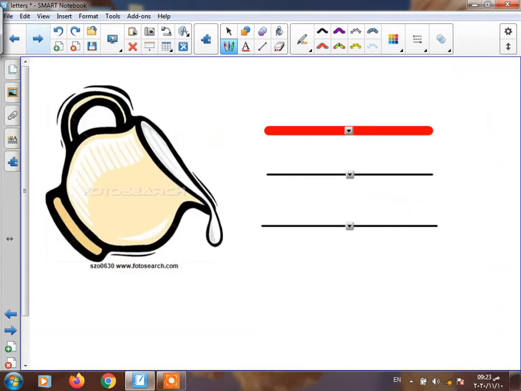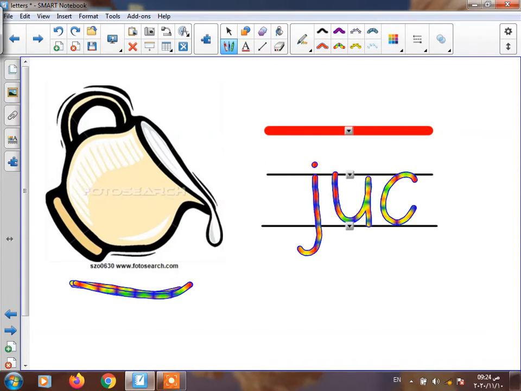Okay, KG2, what is it? It's a jar. Sorry, KG2. It's a jug. How can I write this word jug? J, U, G, jug.